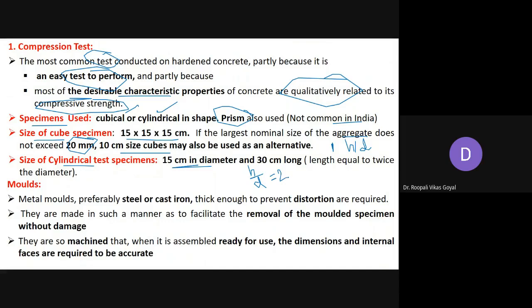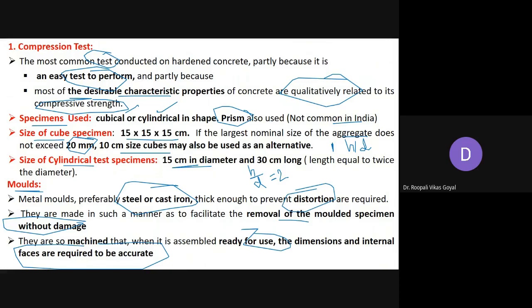Now for casting this specimen, we need some mold. So these molds are generally made of steel or cast iron, and should be thick enough to prevent any distortion. And it should be made in such a manner that the molded specimen can be removed without damage. So whenever we are removing the specimen it should not be damaged, and it should be so machined that it is assembled ready for use, and the dimensions and the internal faces are required to be accurate. So whatever accuracy is possible as per the size of the specimen, they should be designed.